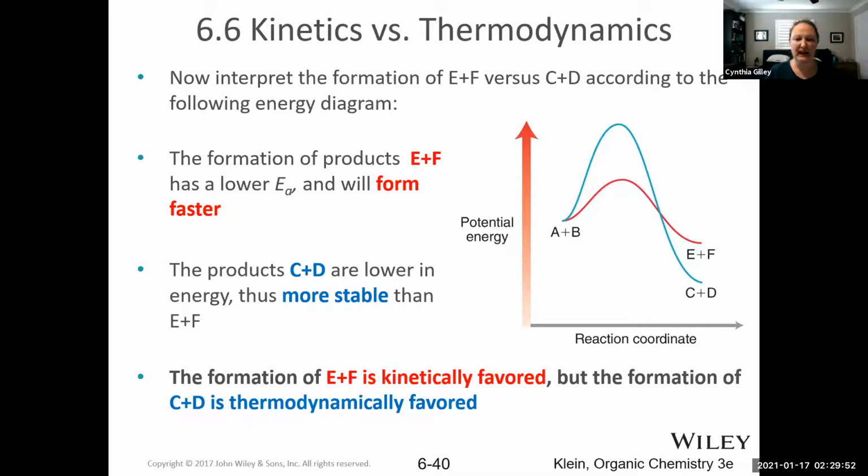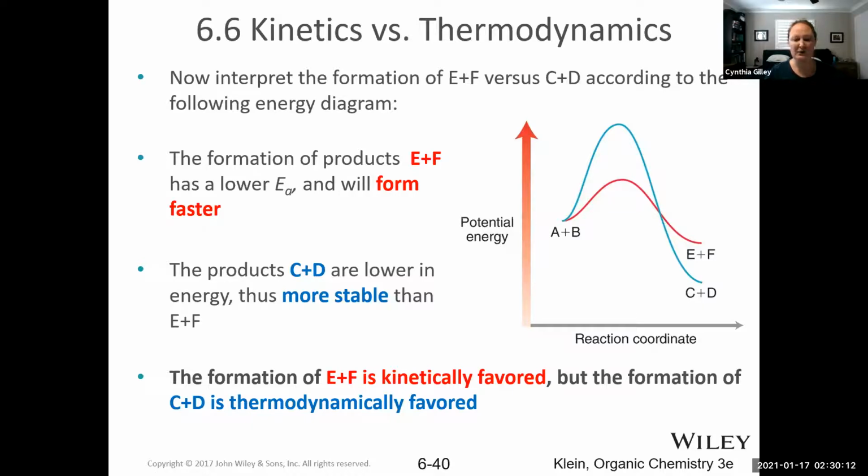But what happens at higher temperature, right? If the reaction is run at higher temperature, still initially more reactants, A and B, will have enough energy to overcome the lower activation energy pathway and form E and F. So initially, the concentration of E and F in solution will be higher.